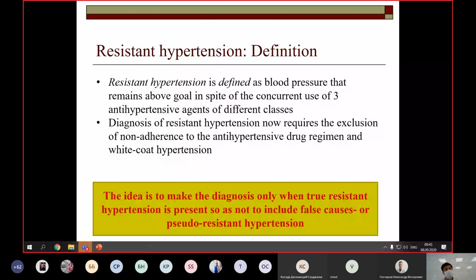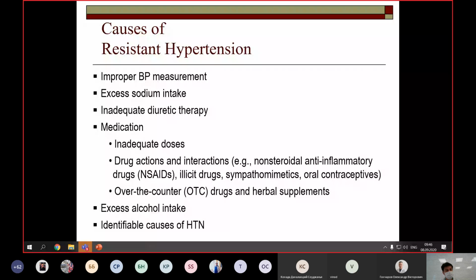White-coat hypertension confirmation requires ABPM, don't forget about it. The diagnosis of non-adherence requires specific diaries that are completed by the patients. The self-BP measurements and completing of diaries by the patient are incredibly important. It's important to combine both data, the diary plus the data obtained from ABPM, to confirm the diagnosis of resistant hypertension. And what are the causes of resistant hypertension?